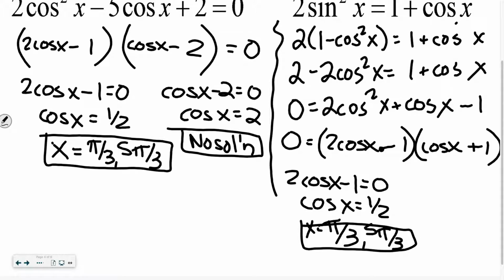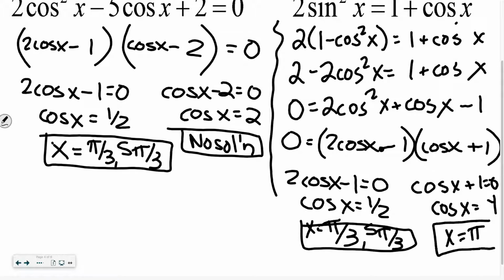And then over here I will do cosine x plus 1 equals 0. So cosine x equals -1. Can anybody think of an angle that has a cosine of -1? Pi. Those are the only angles between 0 and 2 pi that work.